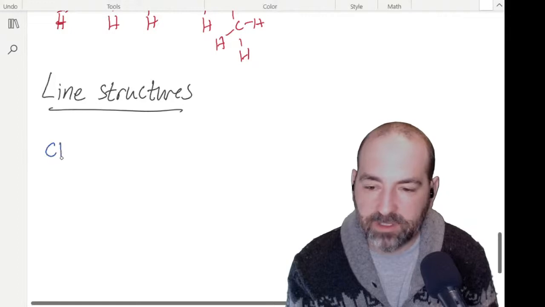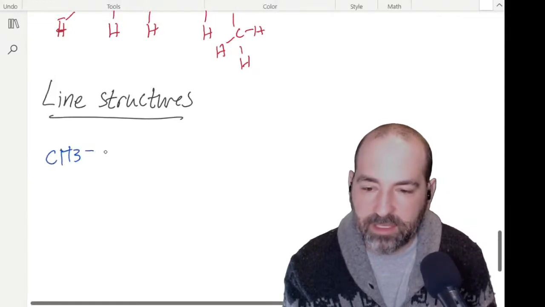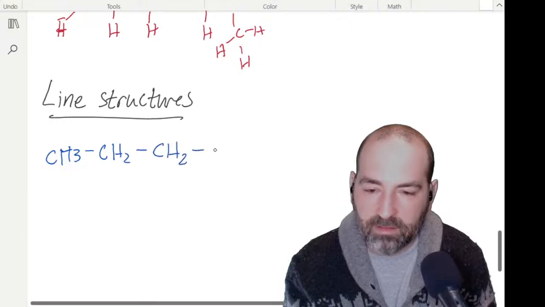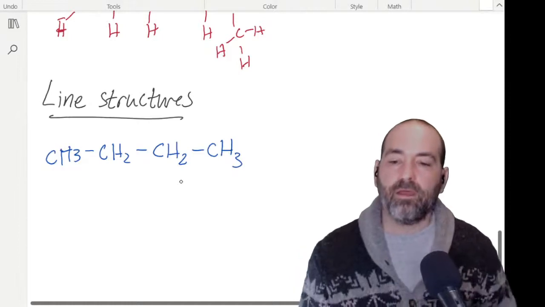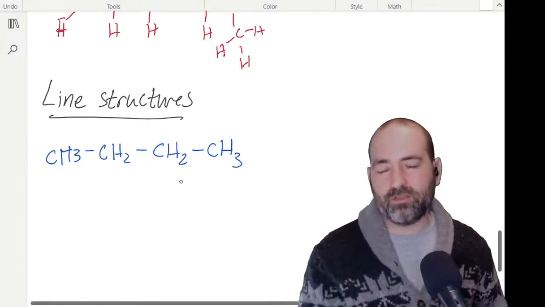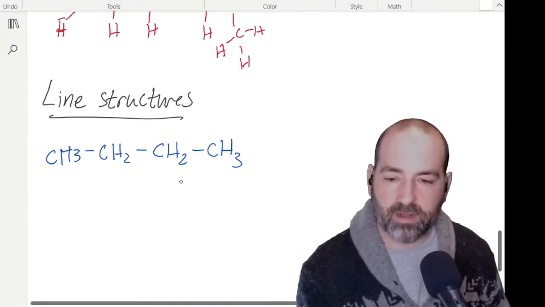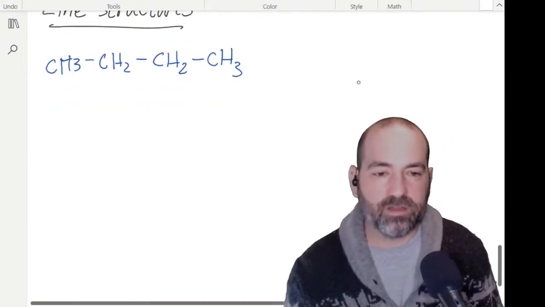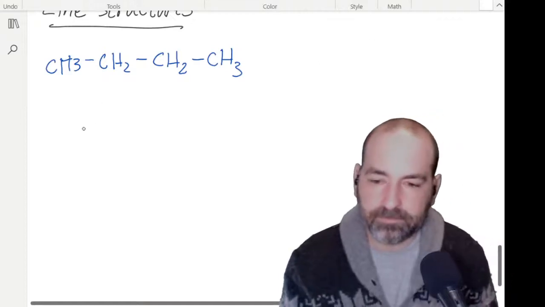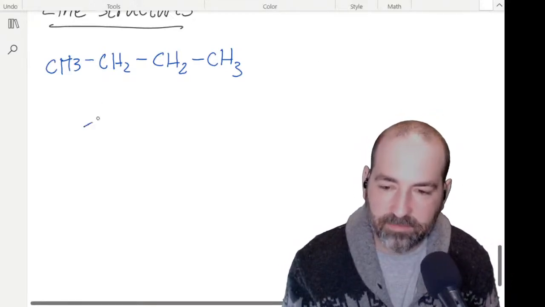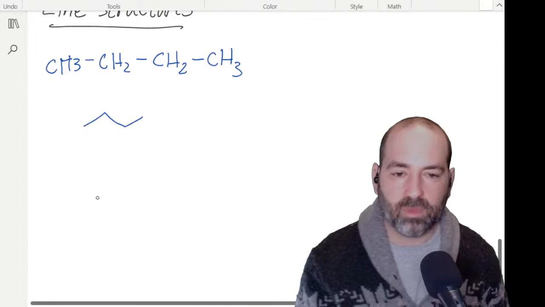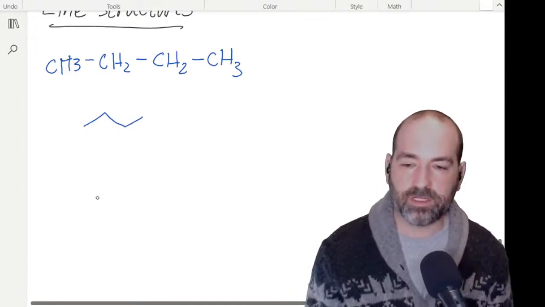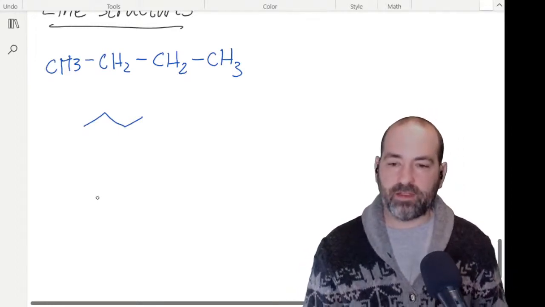All right, let's go back to that first one that we've been dealing with. I'll draw the condensed structure here. There's that molecule, which is called butane, by the way. So there's our condensed structure of butane. And then I'm going to draw this line structure, and then we'll talk about what it means. So here's what the line structure would look like. Okay, that's it. That's the whole thing. That's the whole structure. All right, so what's going on here?